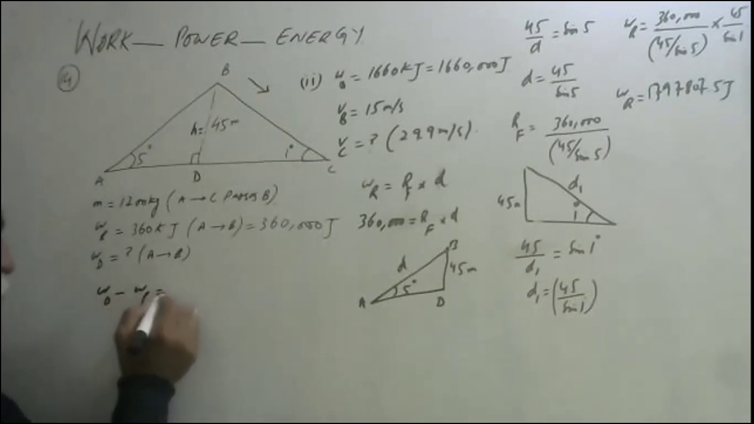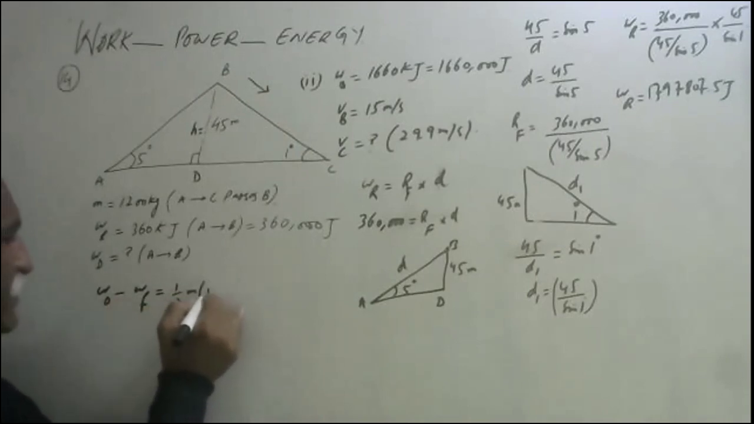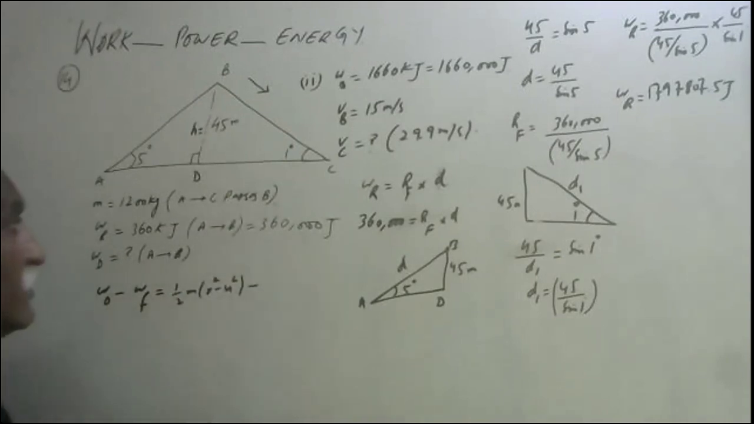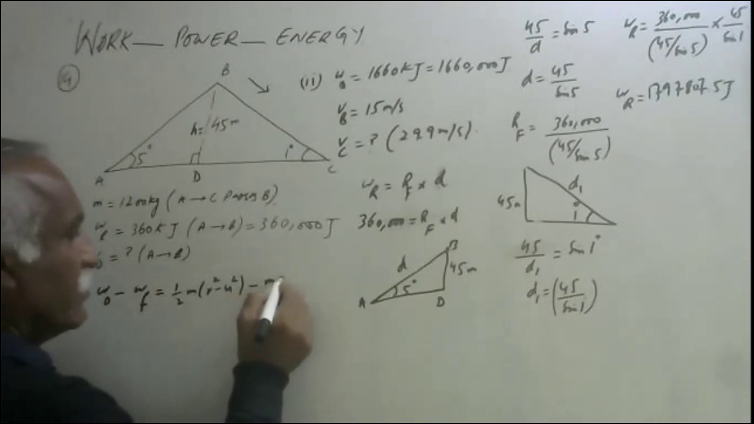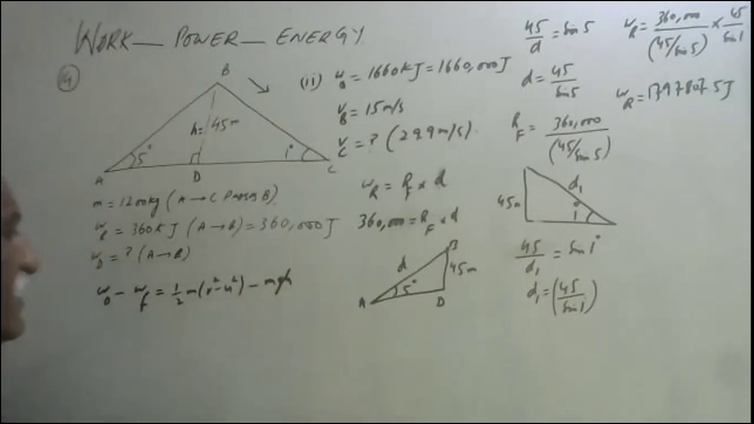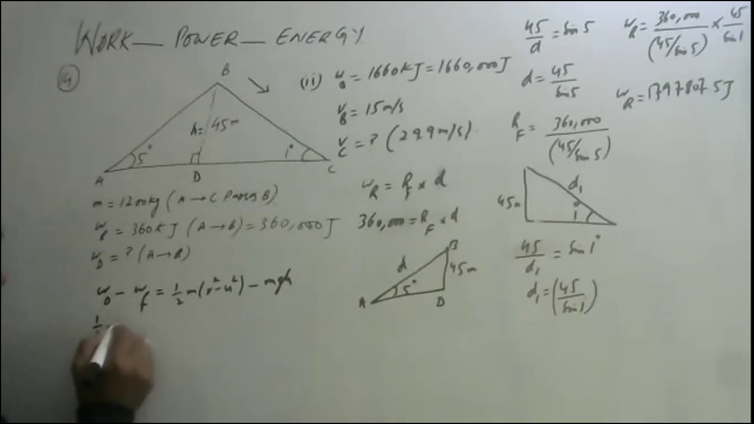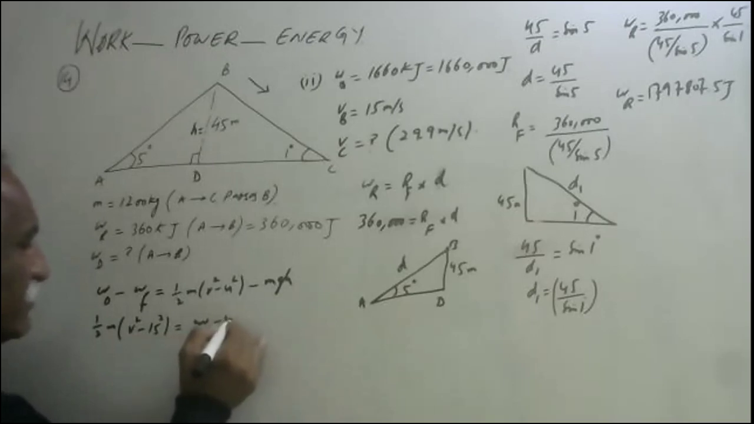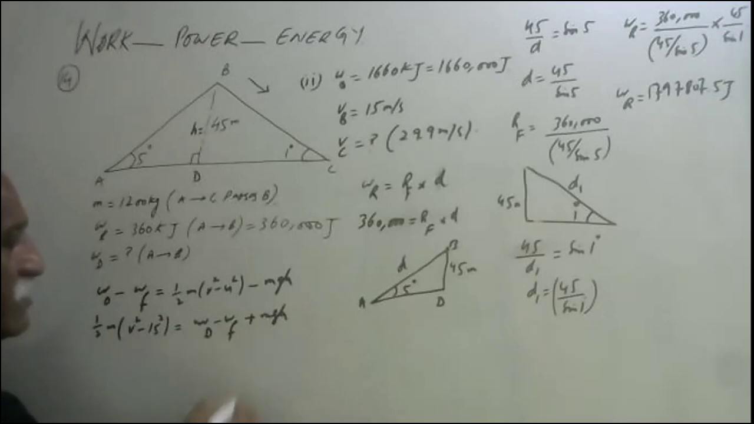Now, as it moved from B to C, we know that work done by driving force minus work done by frictional force is equal to change in kinetic energy of the system. Because it is going downward, potential energy will be lost, and it will be written as mgh. So half m V square minus U square, where U square is 15 square, is equal to work done by driving force minus work done by frictional force plus mgh. And now you will put the values into this.